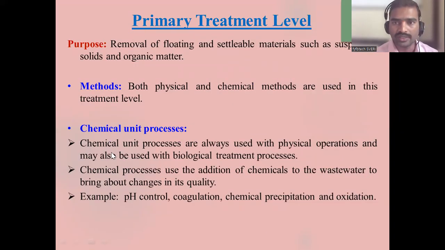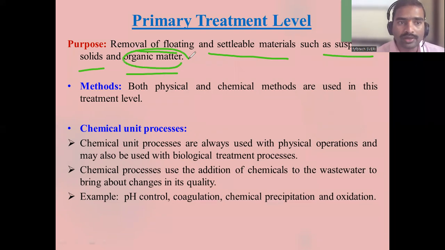So you have seen preliminary. In preliminary, what do we remove? Microparticles and macroparticles. Okay. When you come to the primary treatment, what is the purpose of primary treatment? Removal of floating and settleable materials. The material which is floating will be removed, such as suspended solids and organic matter. That is important. Organic matter is important. Okay. So both physical methods and chemical methods are used in the treatment. Which type of treatment? It is primary treatment.